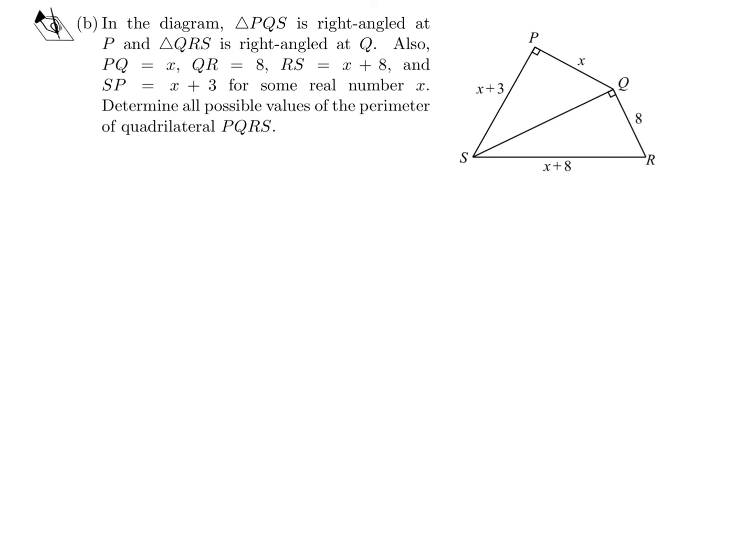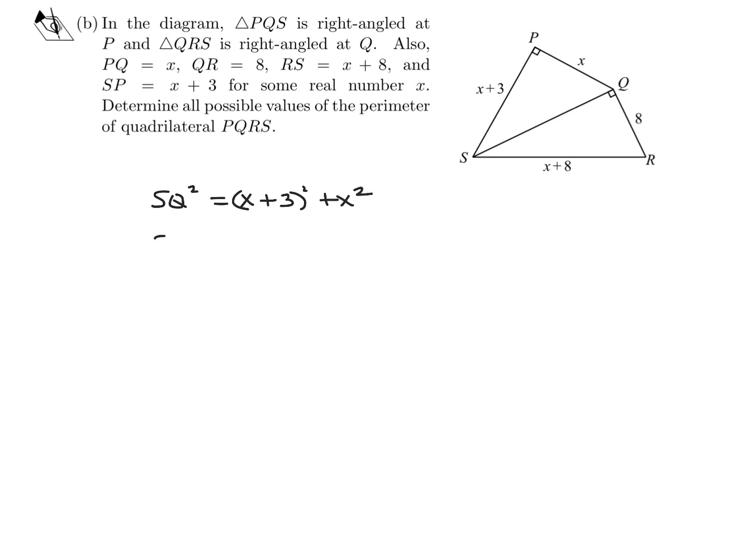Triangle PQS is right angled at P, and QRS is right angled at Q. PQ is x, QR is 8, RS is 8 plus x, and SP is x plus 3. Determine all possible values of the perimeter. All right. So the first step in this question is to figure out SQ, and we can use Pythagoras to figure that out fairly easily.